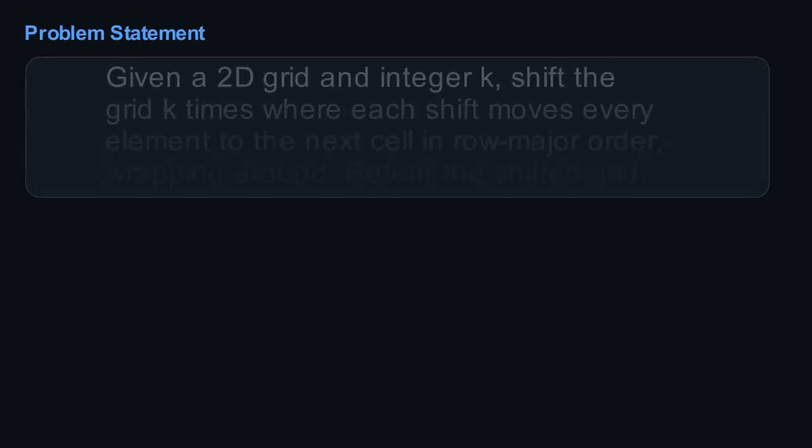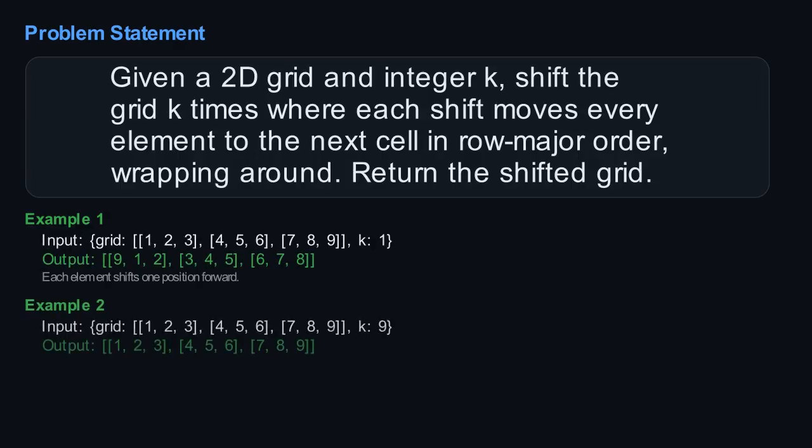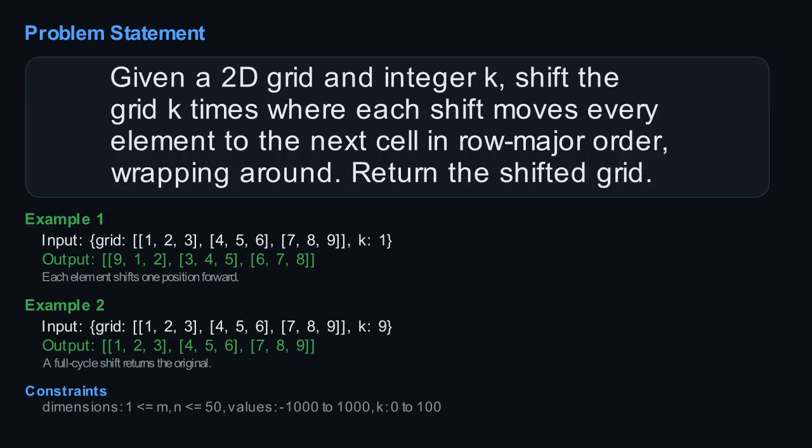The problem, Shift 2D Grid, asks us to take a given m by n grid of integers and an integer k. We need to shift the grid elements k times. In each shift, an element at grid row i, column j moves to row i, column j plus 1. If an element is in the last column, it moves to the next row's first column. And if it's in the last row and last column, it wraps around to the first row, first column. We return the final grid after k shifts.